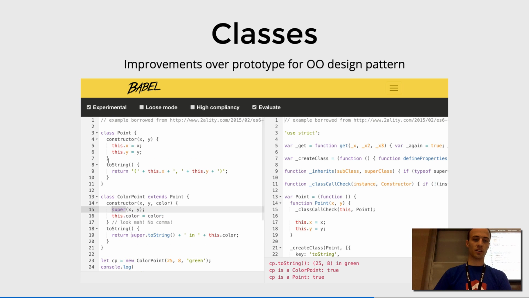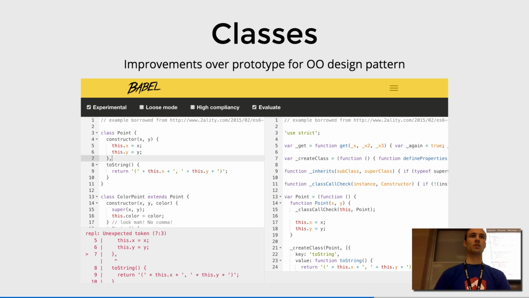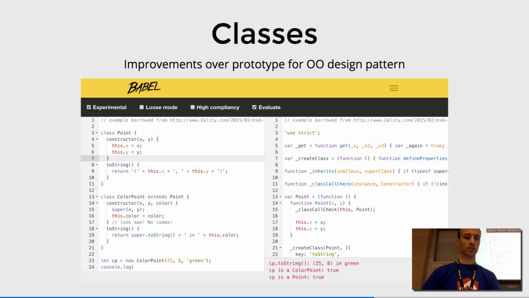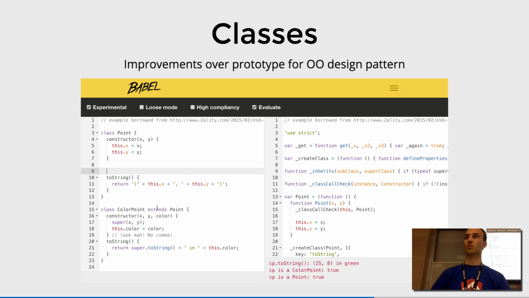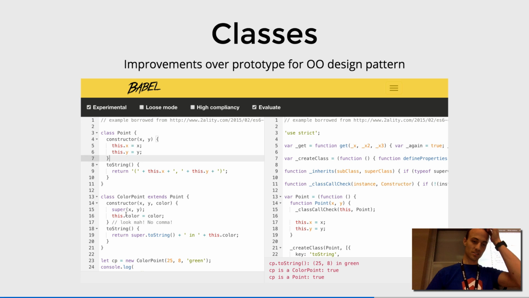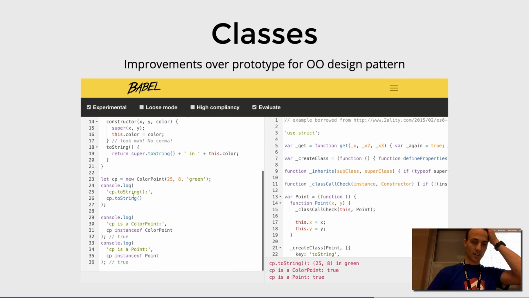And one other thing is you don't need commas. In fact, you can't have commas between your function definitions. And you can't use newspaper code structure, which is one of the reasons I hate classes. But that's not a very substantial reason. There are other reasons I don't like them.